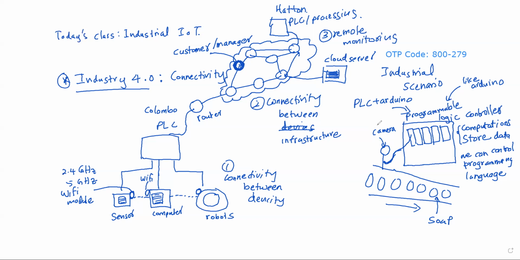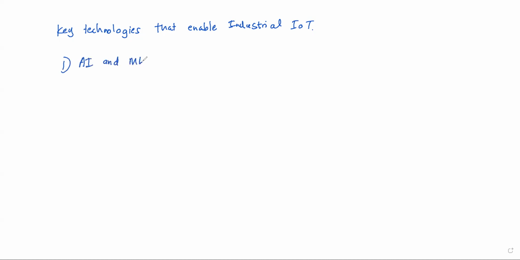So apart from that, there are key features that are available in Industry 4.0. I will erase this section. So there are key features, key technologies. If you do not understand, let me know. Right? Key technologies that enable industrial IoT. One of the key technologies is AI and ML. AI is artificial intelligence and machine learning.